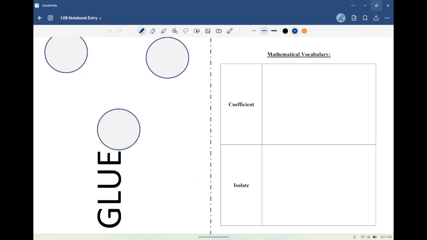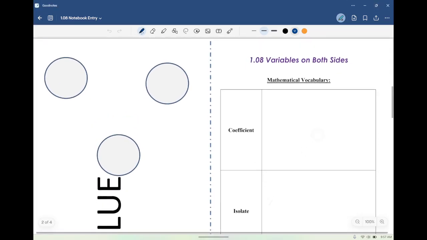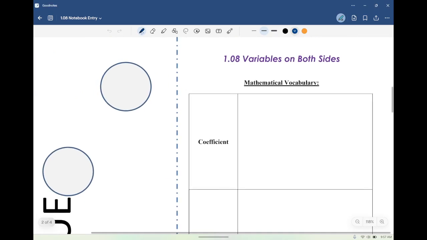Today, we are continuing the conversation about solving equations. Specifically, you can see 1.08, variables on both sides. While we saw really simple one-step and then even two-step problems last week, we're going to start to move into just some more things happening.